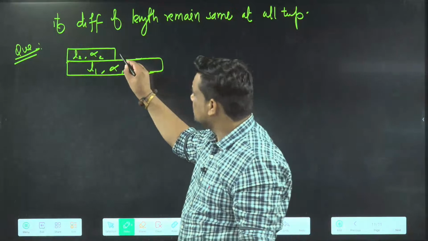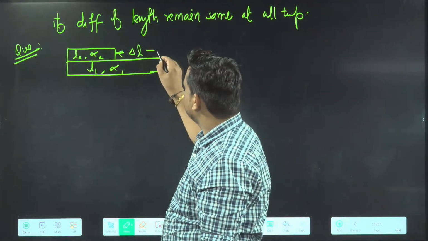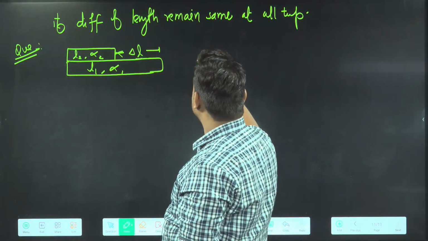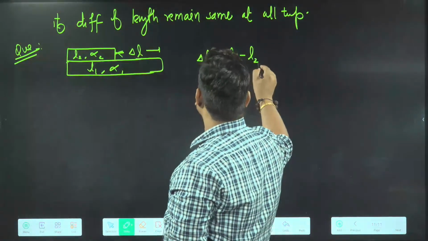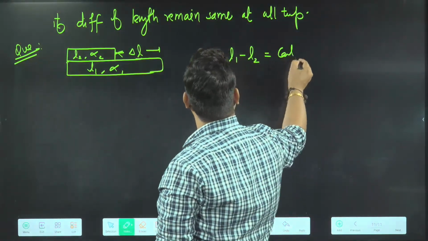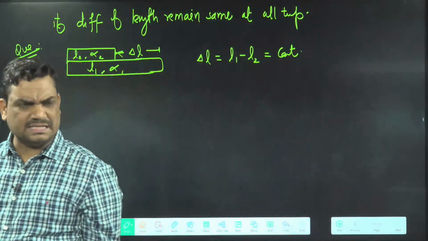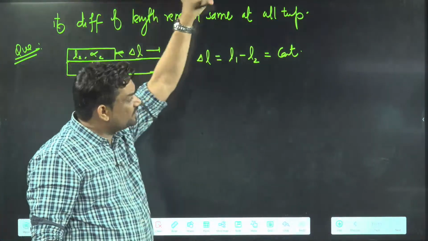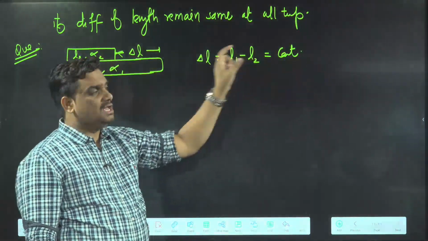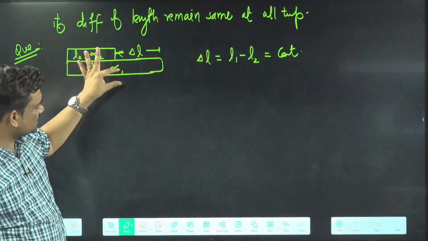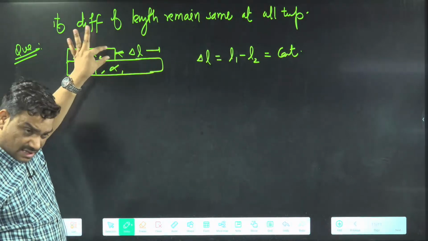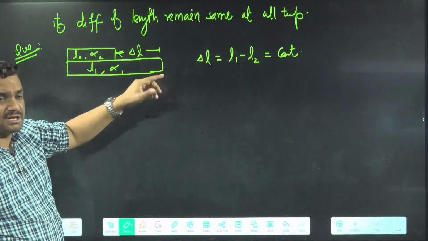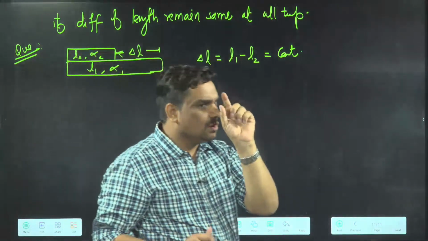The difference of length is the delta L here, which is basically L1 minus L2. This remains always constant. Suppose this value is 10 centimeter, it always remains 10 centimeter. If this is 20 centimeter and this is 10 centimeter, the difference is 10 centimeter, and the difference remains 10 centimeter.